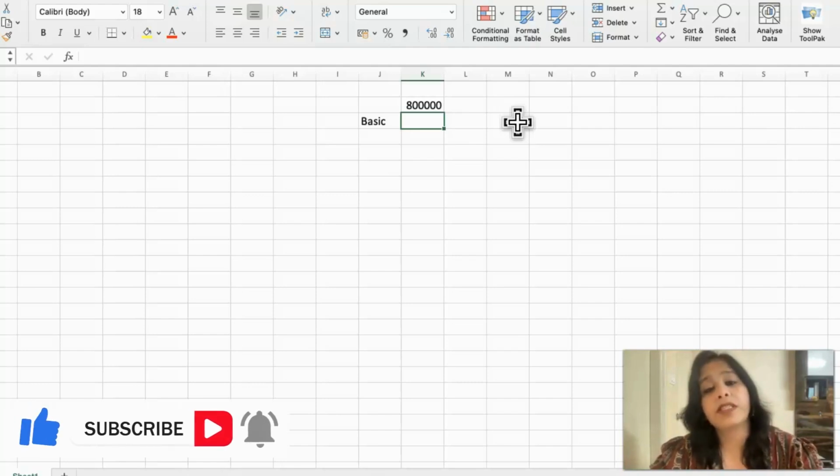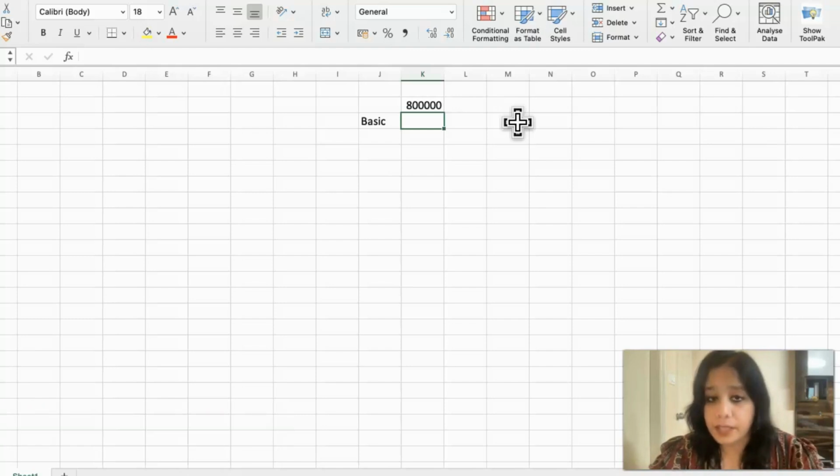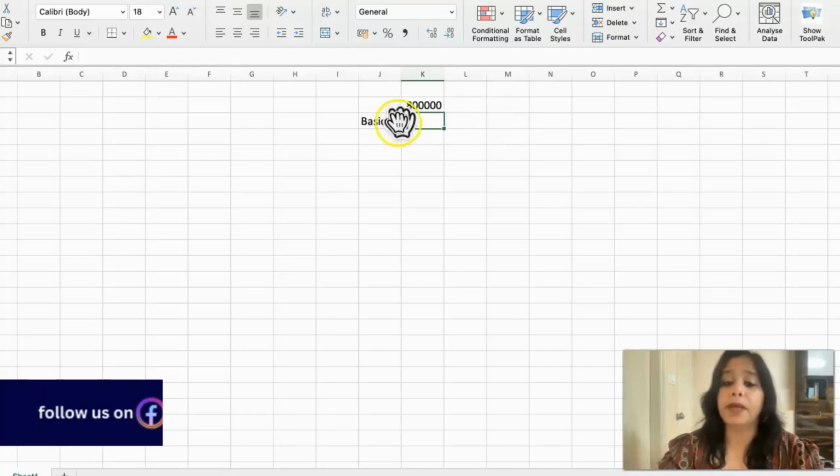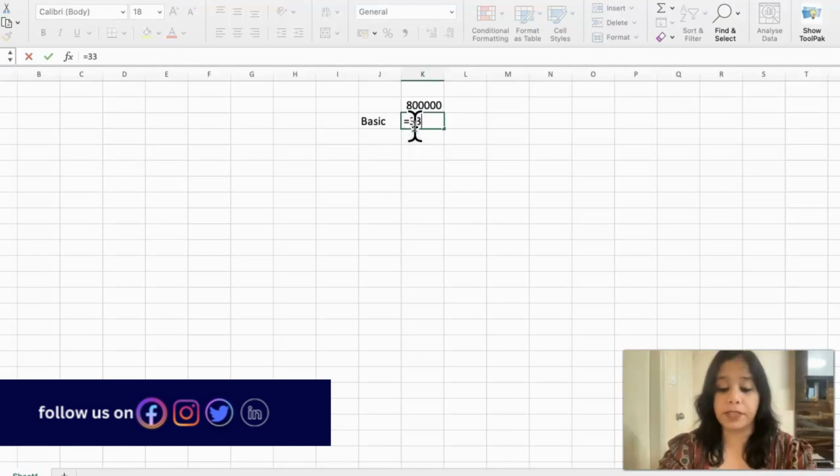You can even go 60, 70, 80, 90%. There's nothing wrong or right in the CTC structure. It's all about the tax implications. The more money you keep putting in basic, the more taxes to the employee. So that's the reason I will take it here, the bare minimum, that's 33%.